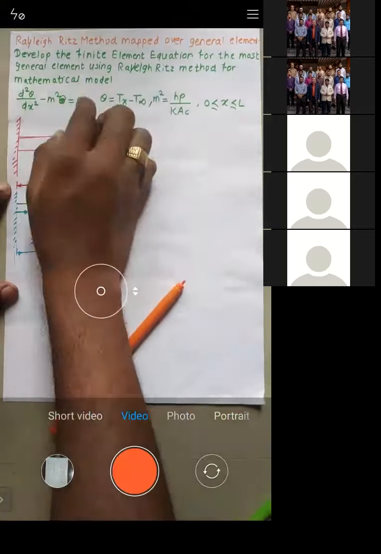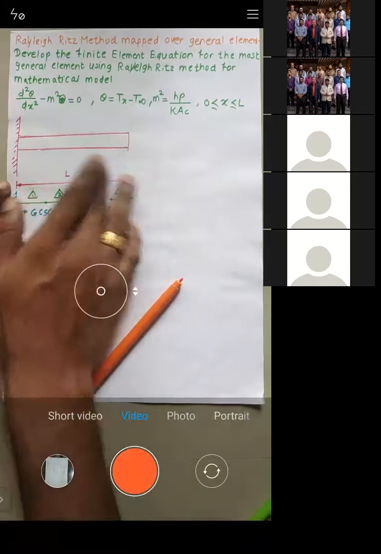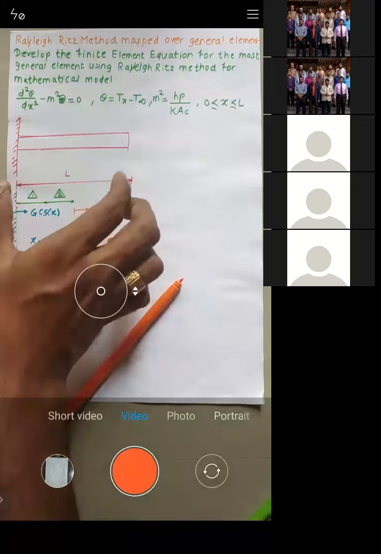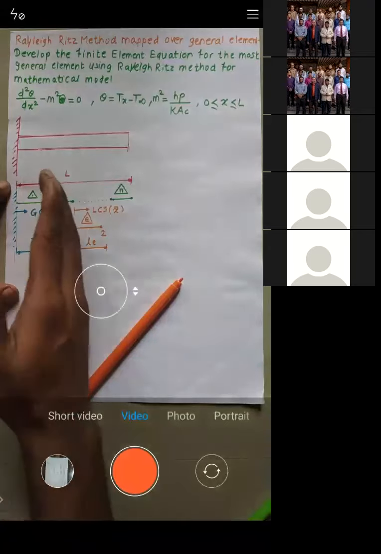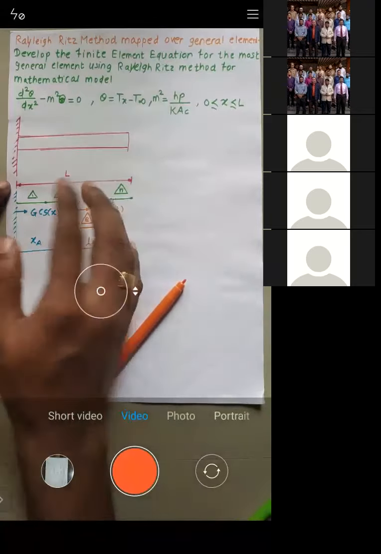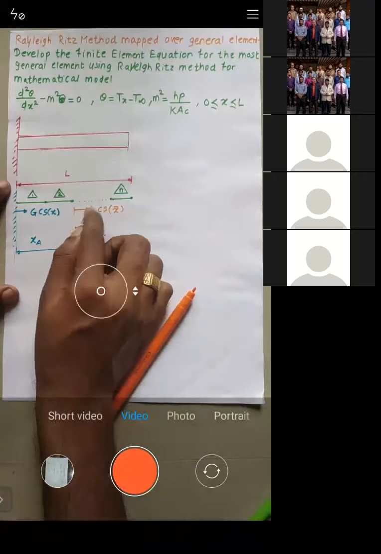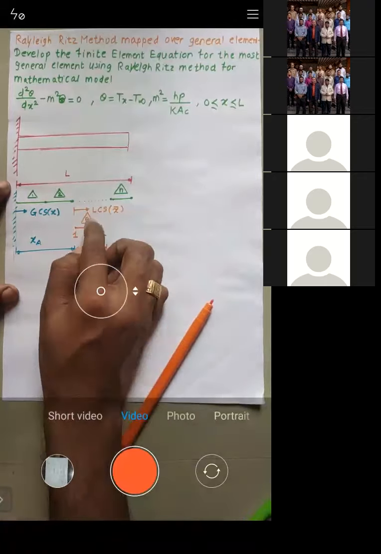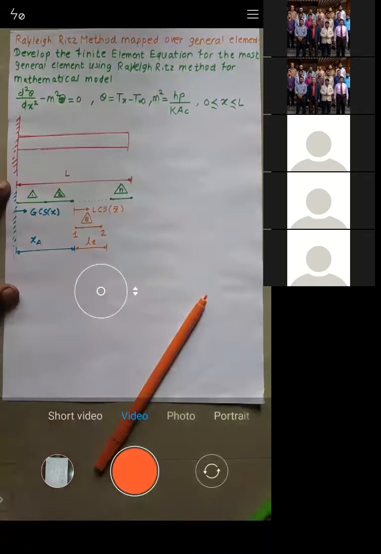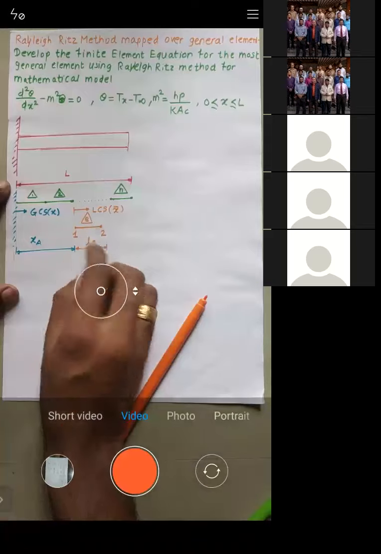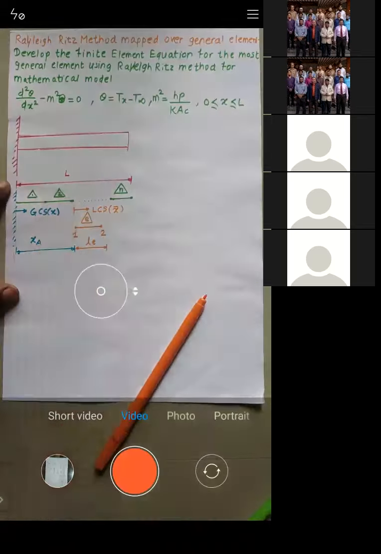I am interested in solving this equation. So for solving this equation, what I will do is consider an element of length L and divide it into many small elements. Out of those many elements, I will consider a single element, which I will call E. That element will be between two nodes, node 1 and 2, and has length LE. The location of node 2 with respect to node 1 is LE, and such a system is called a local coordinate system.